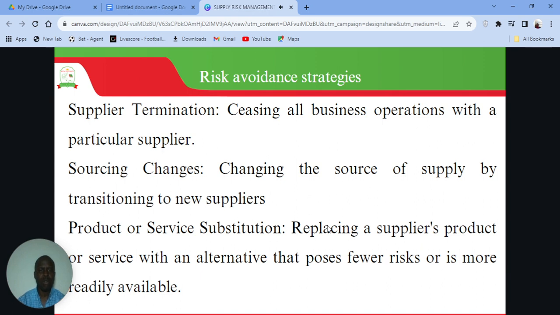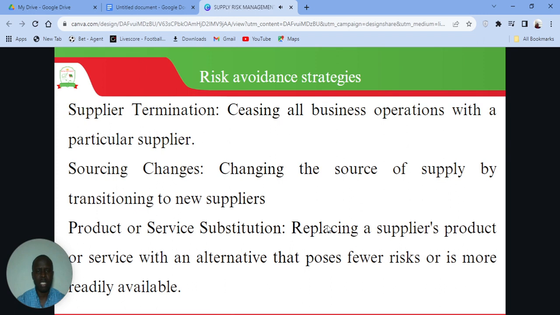Then we have what we call risk avoidance strategies. We can do supplier termination. That means we cease all our operations with a particular supplier. Of course, it depends on the extent to which that relationship cannot be redone. So we completely terminate our engagements with that particular supplier. We are just also trying to avoid problems in the future.